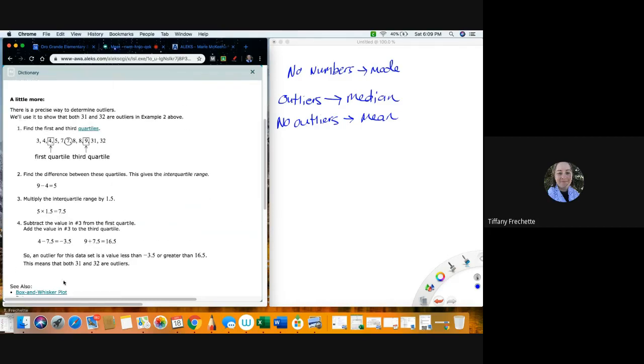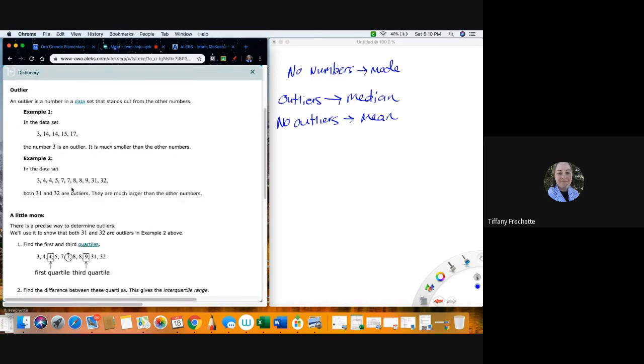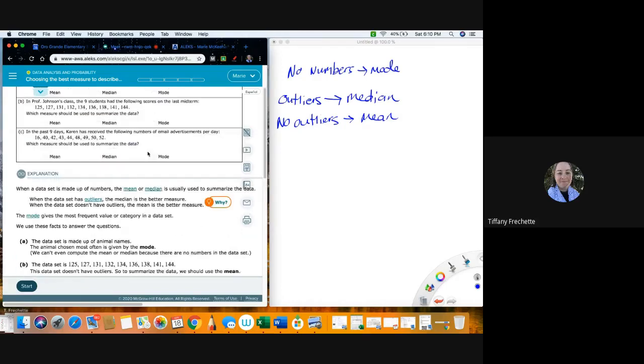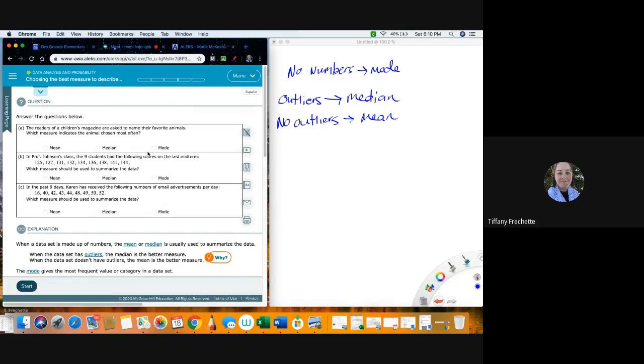It makes a difference when you're actually going through and calculating different pieces when you have outliers, because it can kind of throw off the information. And again, an outlier just means something that's much smaller than the other numbers or much bigger than the other numbers. So if we go back and we look at the questions again, this first one didn't give us any numbers. So all we're going to do is to figure out the most often chosen, well, that would be mode.